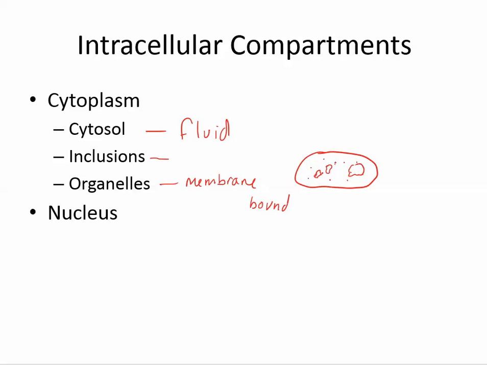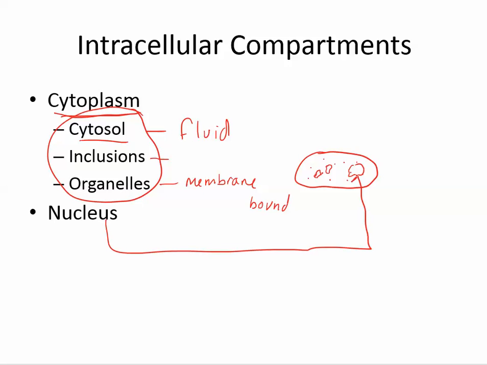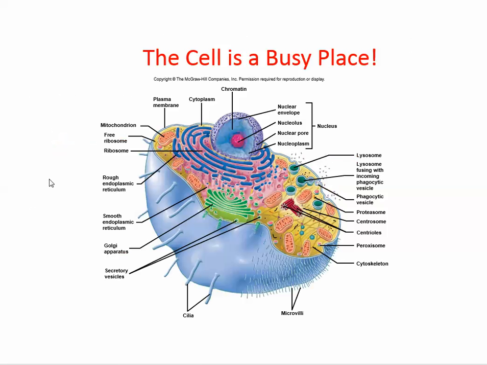There's a nucleus. All of these things together make up the cytoplasm. I know cytoplasm and cytosol sound very familiar, but keep them separate. Cytosol is the fluid. Cytoplasm is all of these things together. And then there's the nucleus that sits over here, and it's its own little structure doing its own little thing inside the cell. So yes, the cell is a busy place.